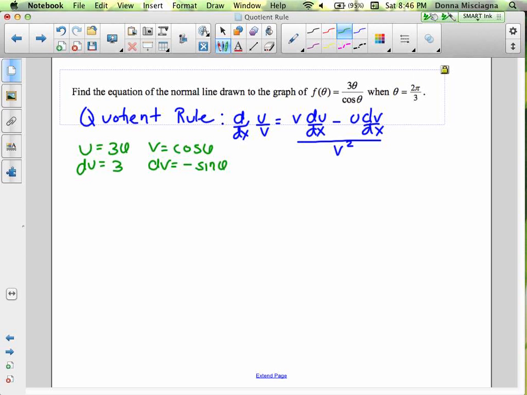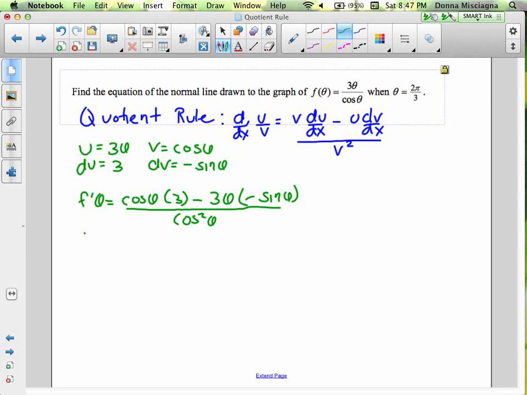So our derivative, f prime of theta, is going to be the denominator, cosine theta, times the derivative of the numerator, times 3, minus the numerator, 3 theta, times the derivative of the denominator, negative sine theta. That is a multiplication, not a subtraction. All divided by denominator squared, so cosine squared theta.